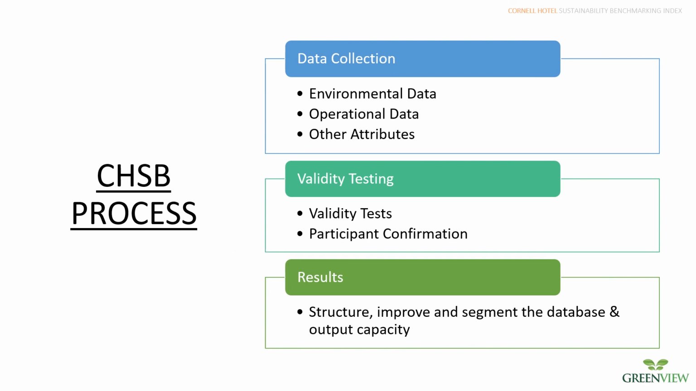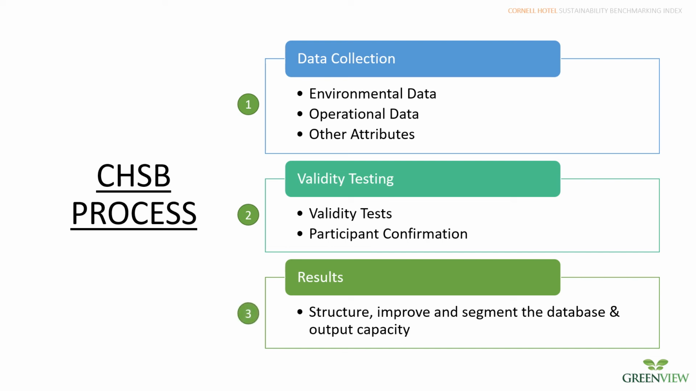There are three main phases in the CHSB process. Firstly, data collection, where each year we collect hotel information including energy, water, occupancy and other attributes from participants who submit their data in bulk. The latest data for CHSB 2021 is for the performance in calendar year 2019. Next, we take the data, run several validity tests and finalize figures with participants.